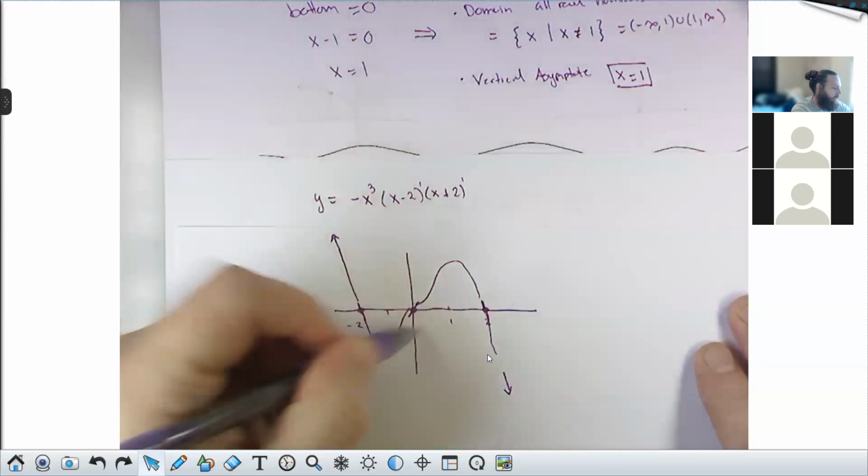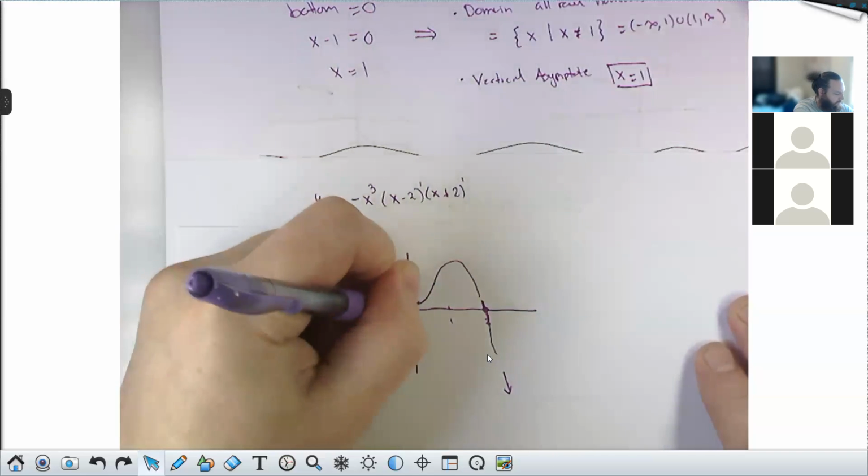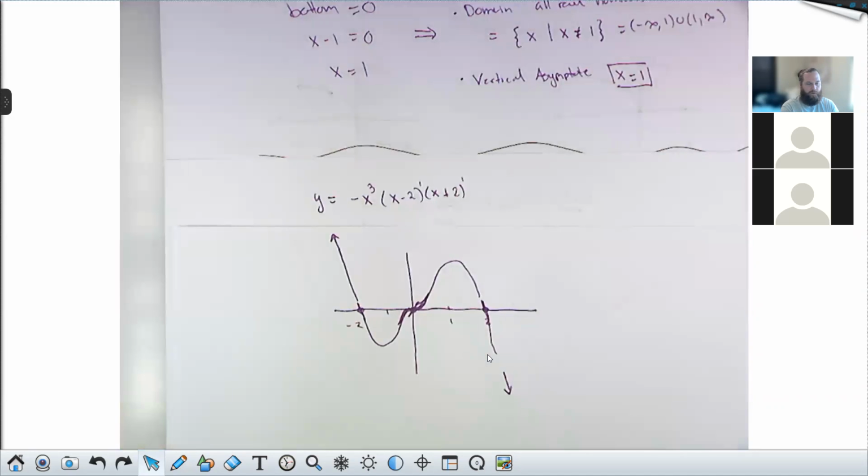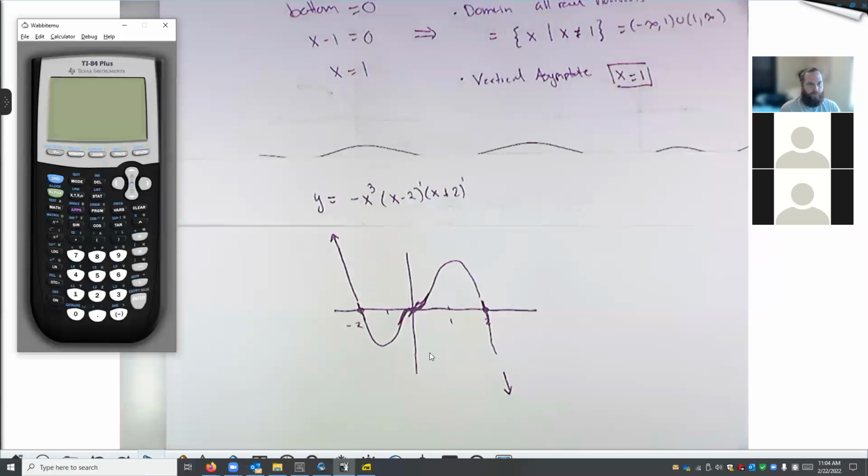I'm putting a little squiggle in at 0 here because this is a multiplicity 3 root, not a multiplicity 1, so it should have that kind of S-curve shape there. That's not terrible. If you don't notice that, it won't hurt you. The other option, of course, is to use your graphing calculator. So if you type in this function just exactly as it's written there and hit graph, you'll get this picture, which is this picture, right? Very much the same.